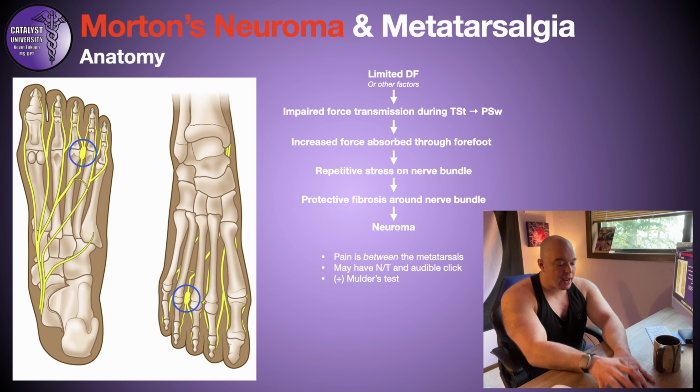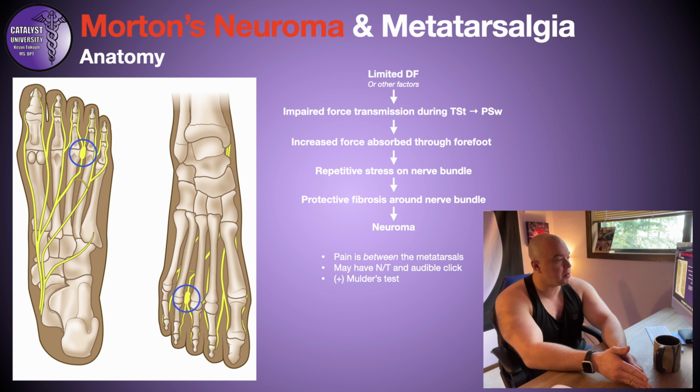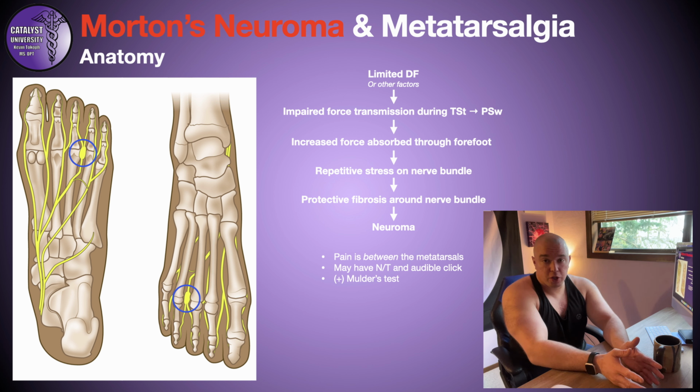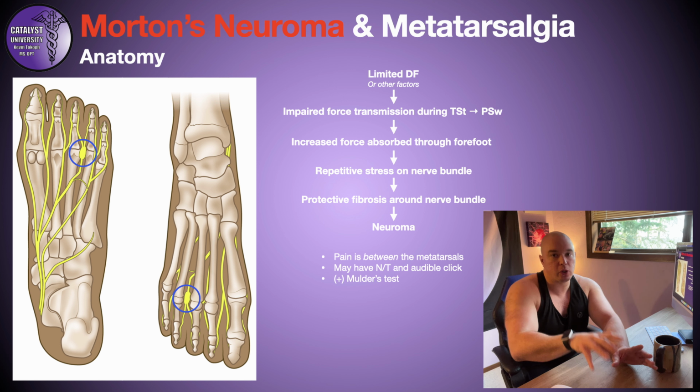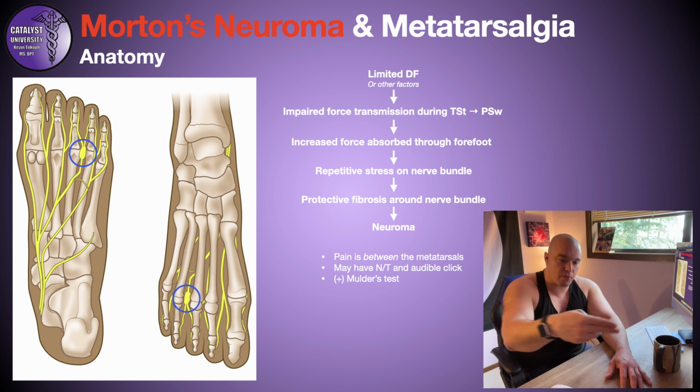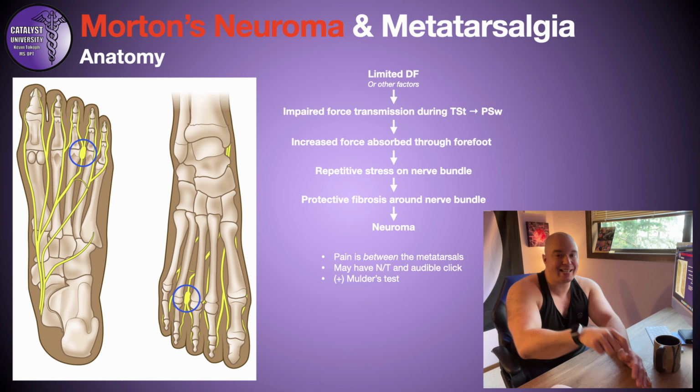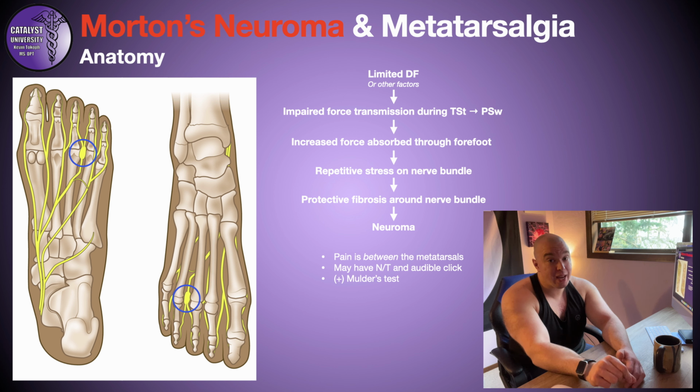Now, in the case of a Morton's neuroma, the pain is not on the metatarsal, it's not under the metatarsal, it is between the metatarsals. And as opposed to metatarsalgia, which we're going to see in just a minute, a Morton's neuroma is a focal point of pain. It's like one little spot, like you're stepping repetitively on a small pebble or a very small marble. It's not this diffuse area of pain on the balls of the foot that you can brush with your fingers, right? Just one singular point of pain between the metatarsals, and it may have numbness and tingling. It may have an audible click.